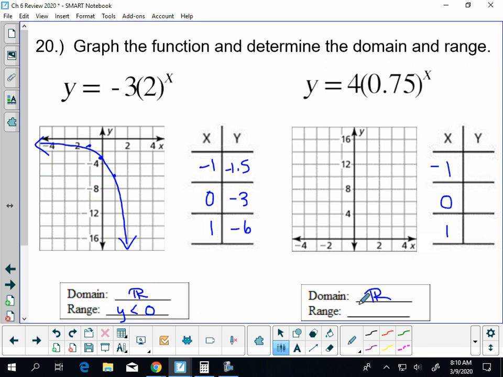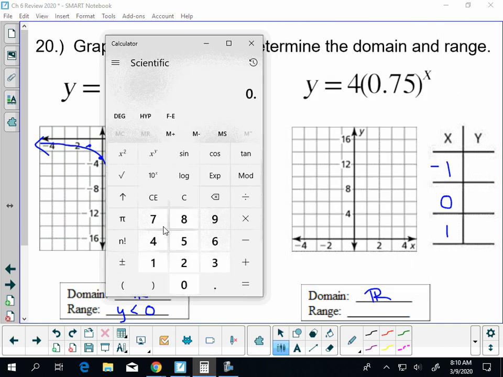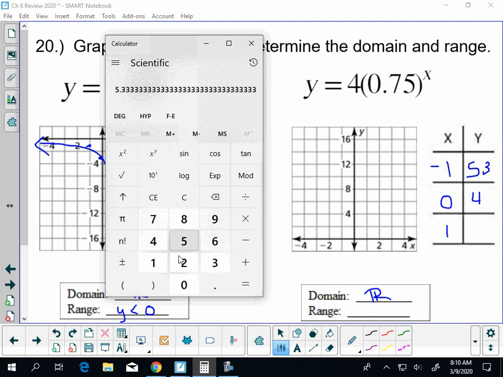All right, let's go ahead and do the second one of number 20. And on that one, we're just going to put it in the calculator. 0.75. Raise that to the negative 1. And then multiply that by 4. And I get 5.3. If I put 0 in there, I'm going to get 4. If I put 1 in there, I should get 3. Let's double check that though. 0.75. Raise that to the 1 times 4. I get 3.